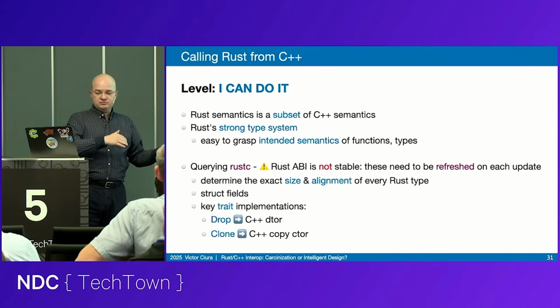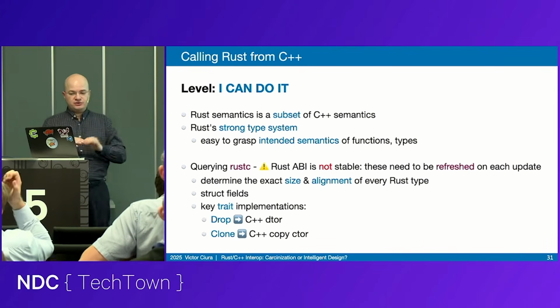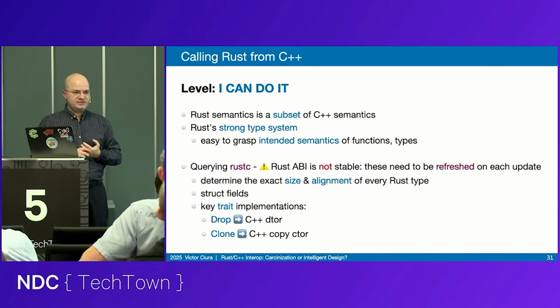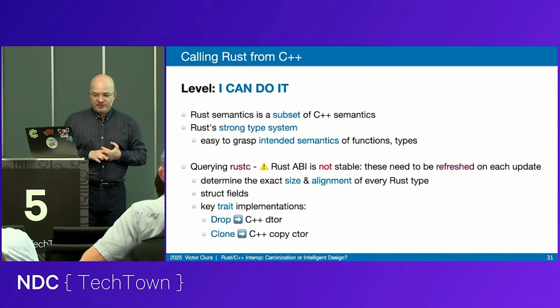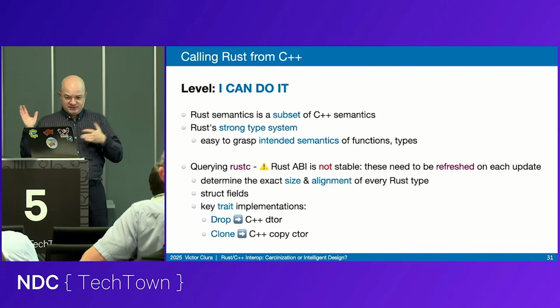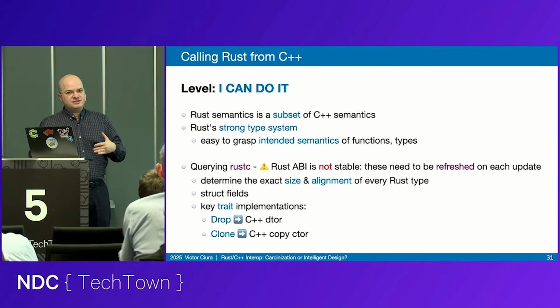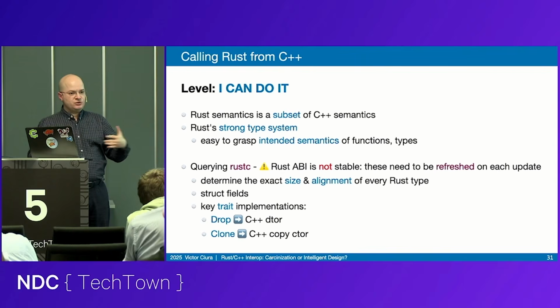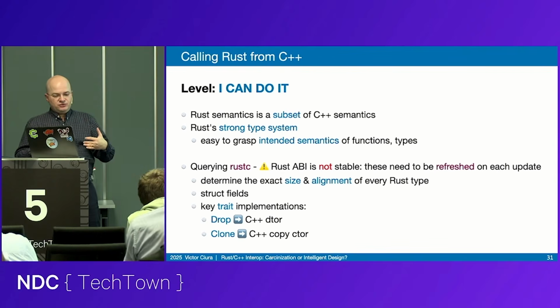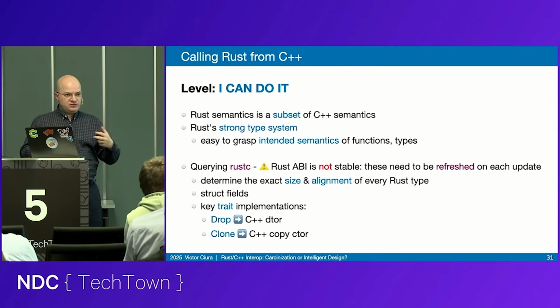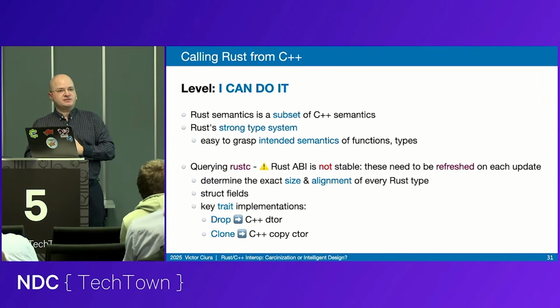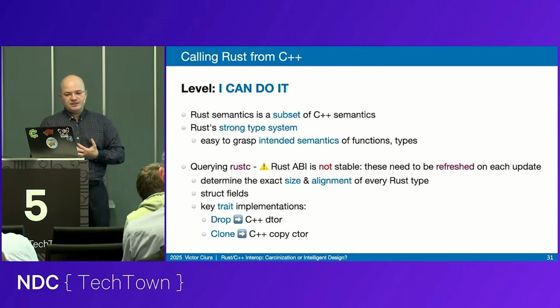The other direction is much easier. Literally, you can do it today. No big ceremony here. So, Rust semantics as a subset of C++ semantics. Because Rust has a really strong type system, you don't have to guess as much in these interop bridges. You don't have to infer and have some kind of heuristics. You can be very certain about the semantics on the Rust side. Because of that, there's less ambiguity.